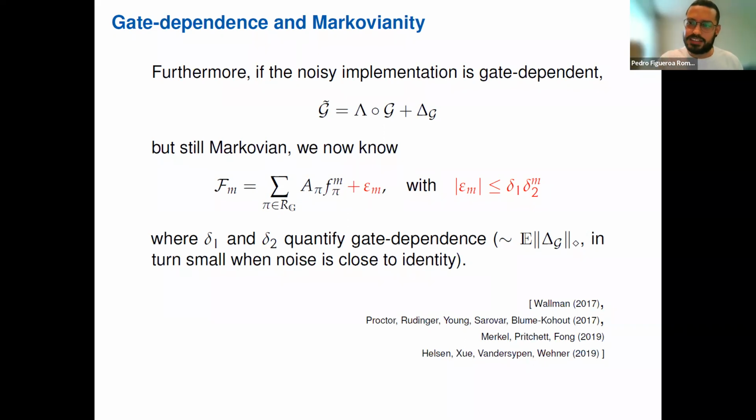Okay, so the number of gates that you apply in the sequence. So yeah, just interrupt me if you get lost with any of the symbols. But yeah, when you consider the noise to be gate dependent, then we now know that when the gate dependence is not super high, then you just get some correction of this form.